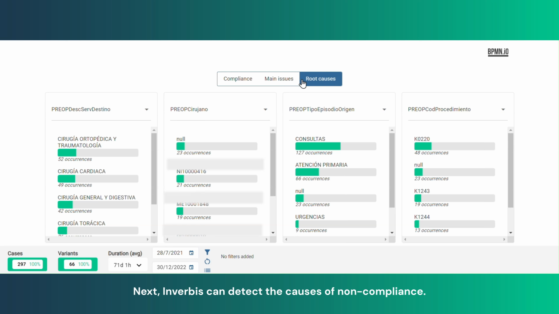Next, Inverbis can detect the causes of non-compliance. In the data used, it occurs more frequently in certain services, certain work teams, etc.